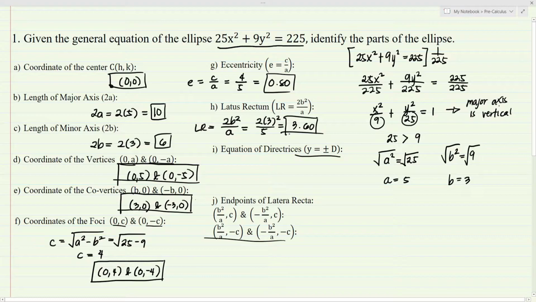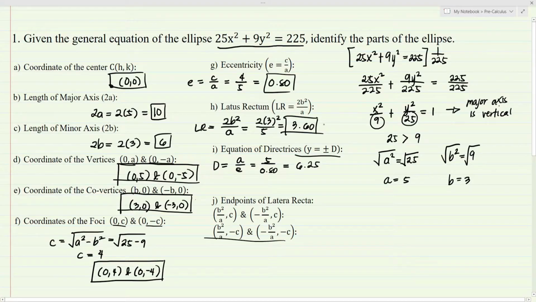Next, for the equation of the directrices, let's solve first for the value of d, which is the distance from the center to one of the directrices. So the equation for this one would be a over e. Plugging in the value of a, that is 5, and the value of the eccentricity is 0.8, the value of d would be equal to 6.25.